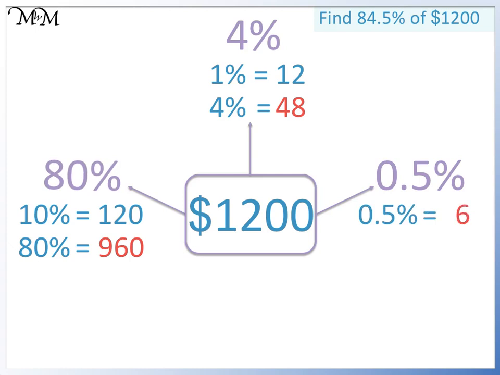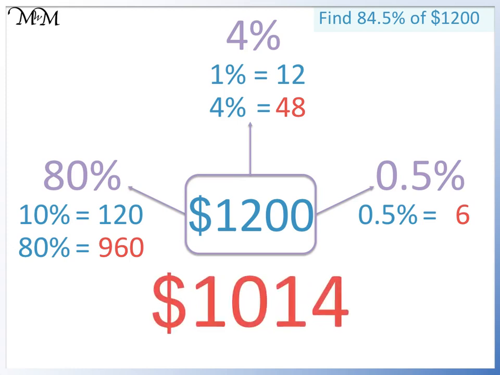Now that we know that 80% is 960, 4% is 48, and 0.5% is 6, to find 84.5%, we can add these amounts together. 960 plus 48 equals 1008. 1008 plus 6 equals 1014. So 84.5% of $1,200 is $1,014.